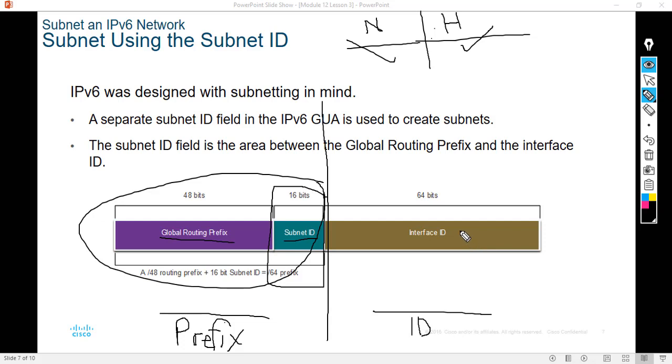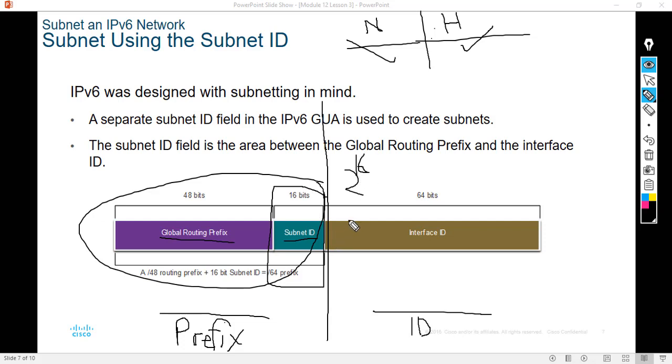A benefit of a 128-bit address, as I mentioned earlier, is its ability to support more than enough subnets and hosts per subnet for each network, because of the large address space available. Even with a 16-bit subnet ID, if you do 2 raised to the power 16, that's quite a lot. It creates up to 65,536 subnets.